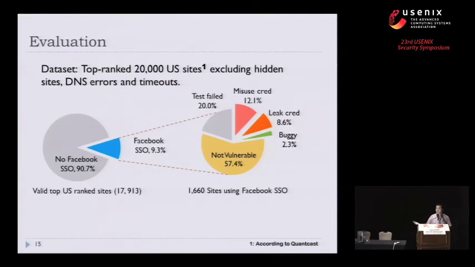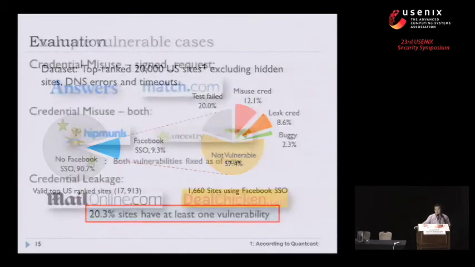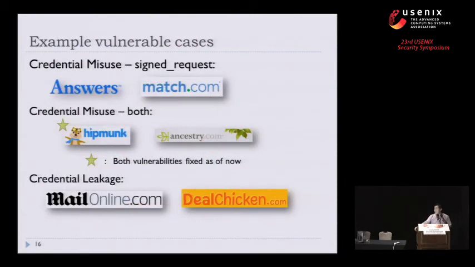So for more information, you can look at the paper. But the bottom line here is that 20.3% of the sites have at least one vulnerability, and these include several sites that have both of these vulnerabilities. So that is a very high number, I think. And if you look at the examples of vulnerable cases, this includes some of the sites that people are using on a daily basis, such as Answers or Match.com.